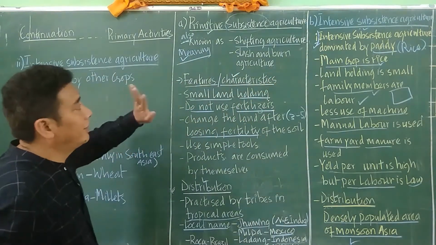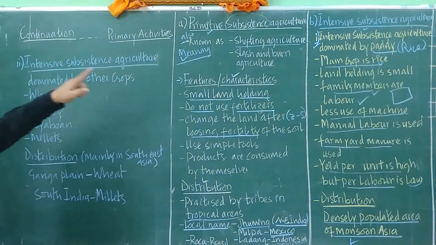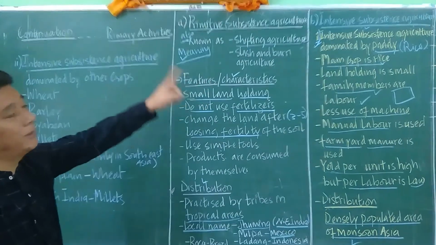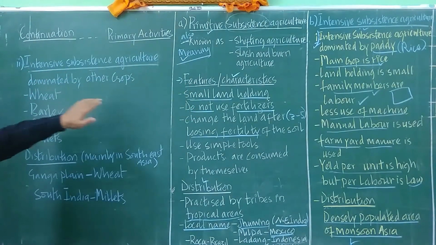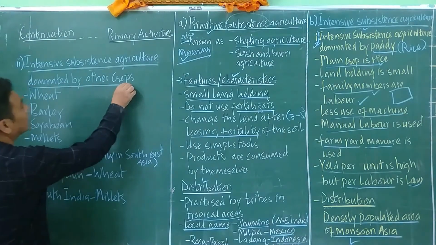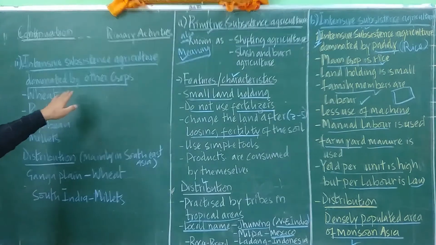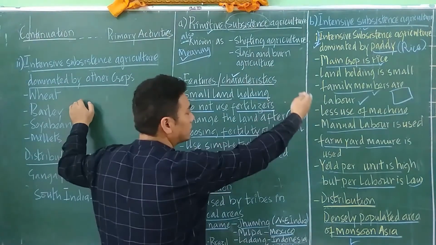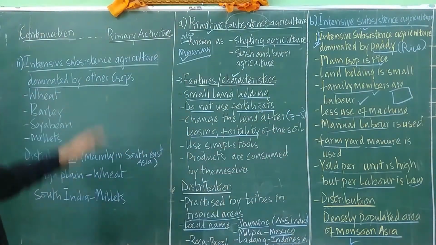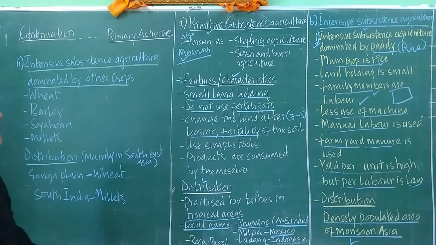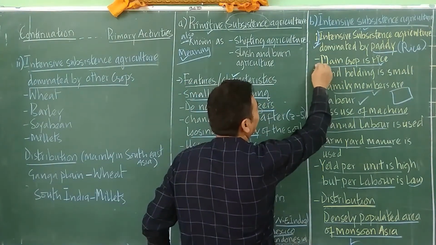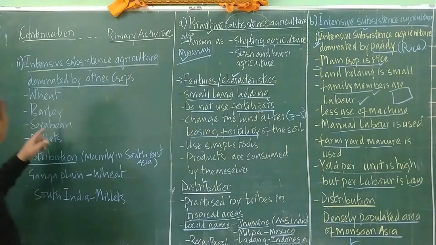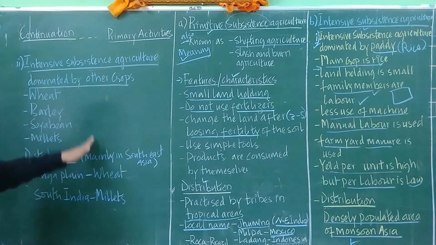This is type number 1, and we have finished it. Under intensive subsistence agriculture, type number 2 is intensive subsistence agriculture dominated by other crops. I'm not going to write the characteristics, because the characteristics are almost one and the same in this intensive subsistence agriculture. Straight away I will go with these points.